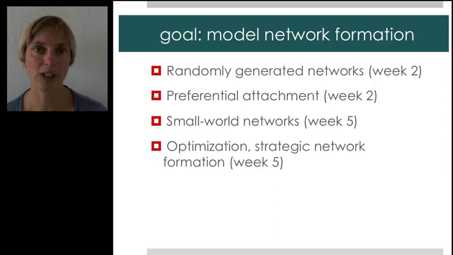For example, how do small worlds arise out of optimization? For example, airline networks might be optimized to ferry passengers back and forth in a way that is efficient and doesn't cost the airlines much money. You might also have strategic network formation at the level of the individual. So the individual is getting something out of participating in the network, and so they may choose to connect to some nodes and not others.